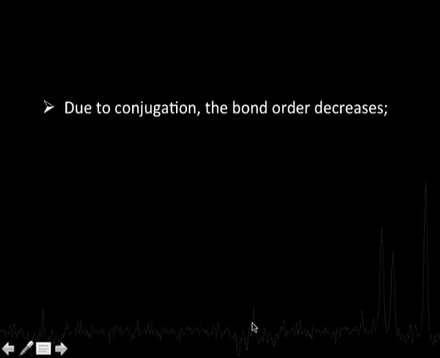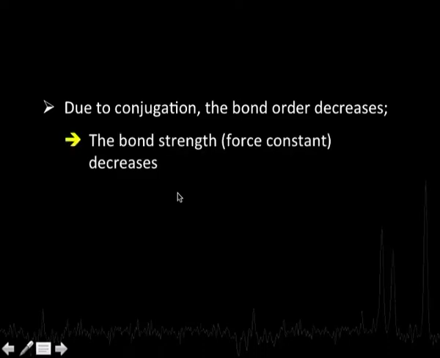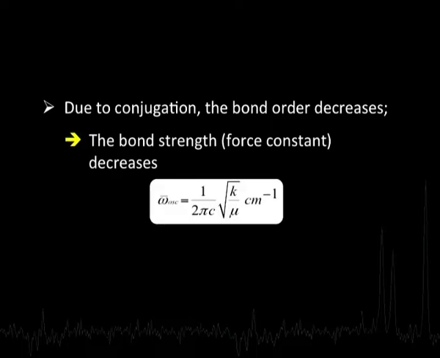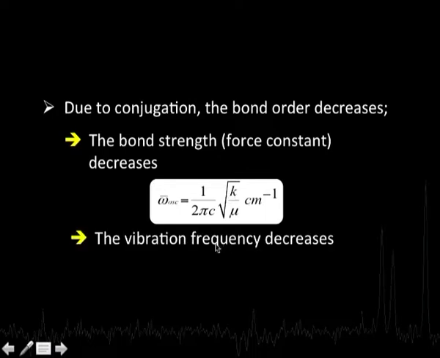Now, what happens here? Due to conjugation, the bond order decreases. The bond order decreases means that the bond becomes weaker now. That is, the bond strength will decrease. Since the bond strength is decreasing, as per our formula, the K value is decreasing. Since the K value is decreasing, the vibration frequency decreases.